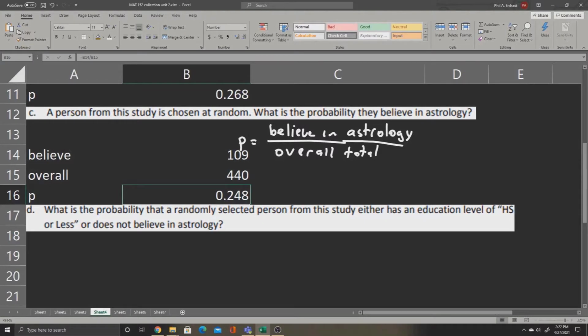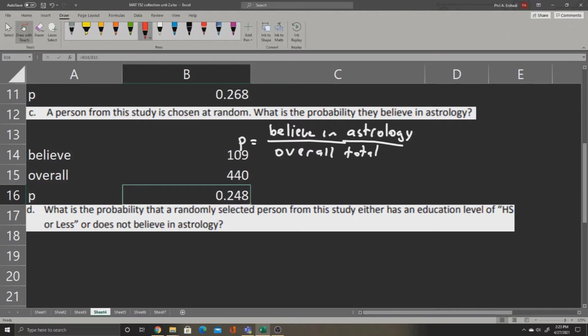Question D asks, what is the probability that a randomly selected person from the study either has an education level of high school or less, or does not believe in astrology? This is a slightly different type of question. The key word here is "or."